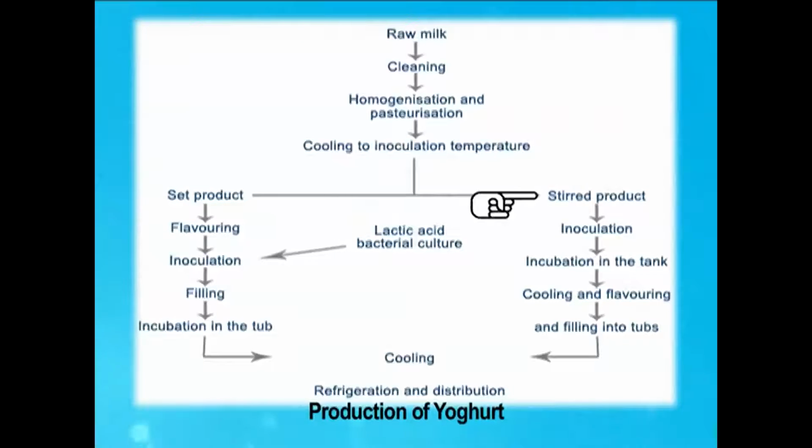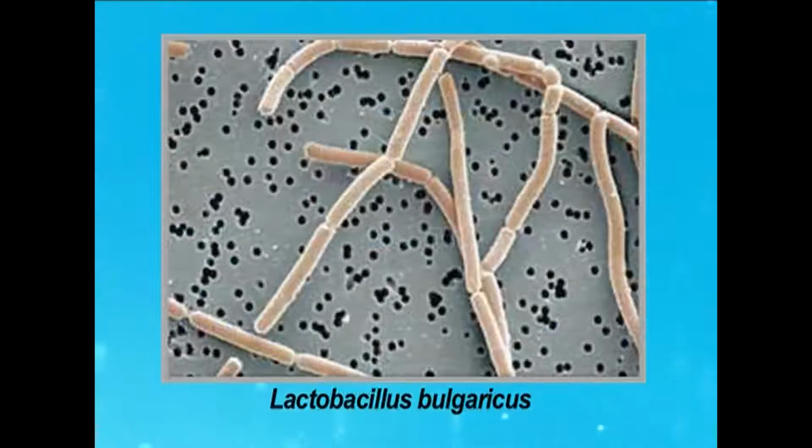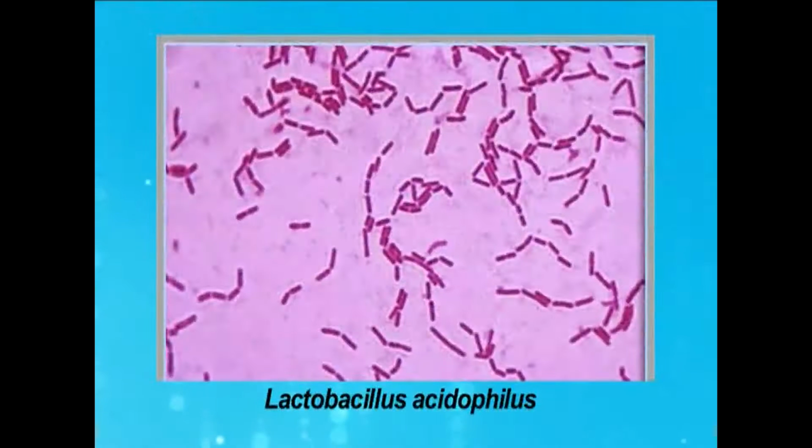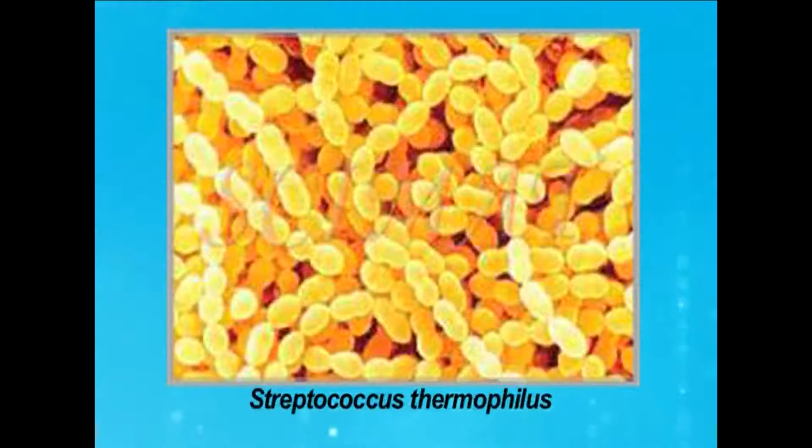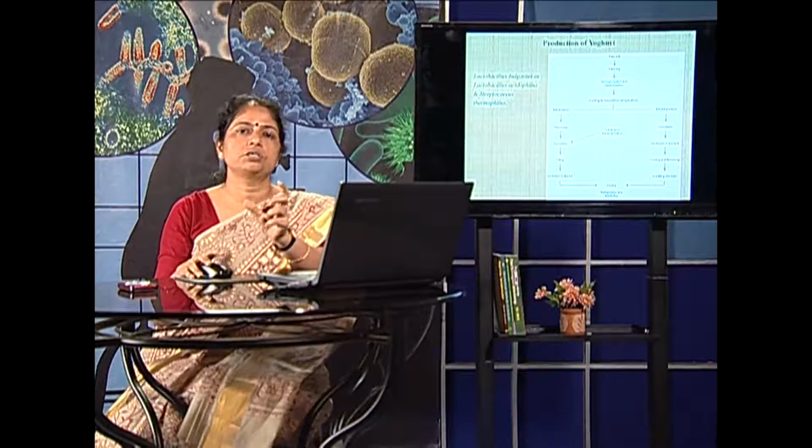However, in the case of the stirred product, the inoculation is first done with the lactic acid bacteria, and in the terminal stages, you have the addition of the flavoring agent. So this is the basic difference, and then they go in for the fermentation process and you have the formation of yogurt. The main bacteria used for this is Lactobacillus bulgaricus or Lactobacillus acidophilus, along with another species of Streptococcus, and that is Streptococcus thermophilus. So with the help of the symbiotic association of these two bacteria, you have the formation of the yogurt.